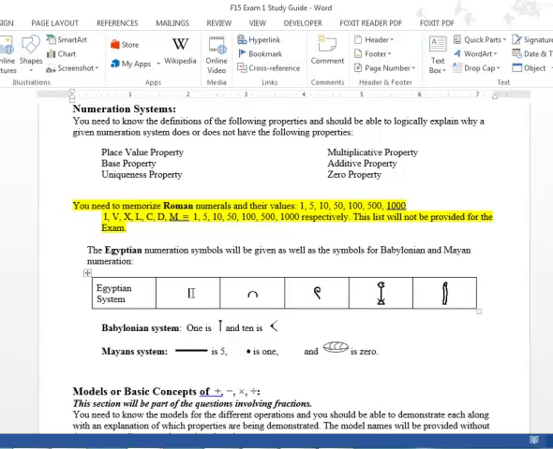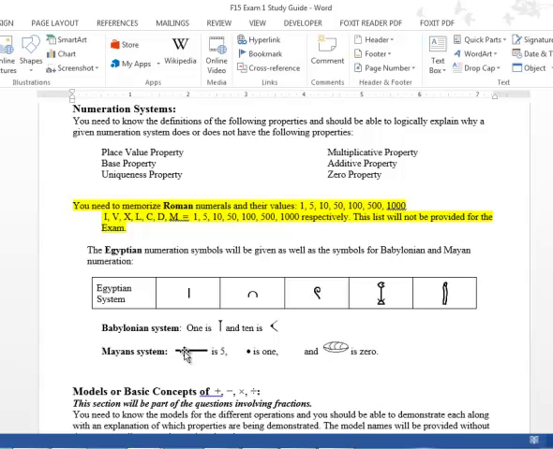Now the Egyptian system does, because this is 1, this is 10, this is 100, this is 1,000, and this is 10,000. So these are all powers of 10. This is 10 to the 0. This hump, which is 10, would be 10 to the 1. This is 10 to the second, 10 to the third, 10 to the fourth. So these do have base properties. This does have the property of base. So Babylonian has base 60, Egyptian has base 10 like us. The Mayan system has base 20.